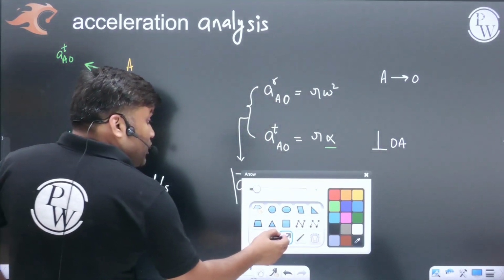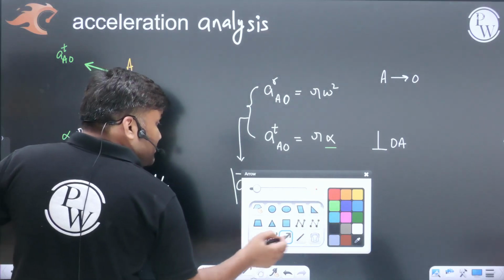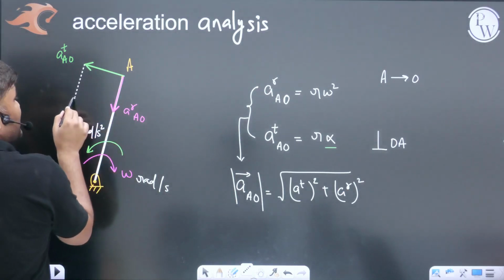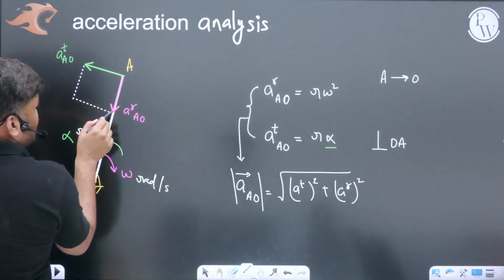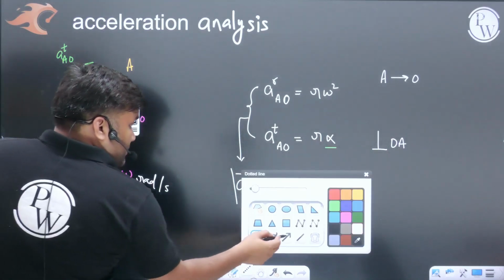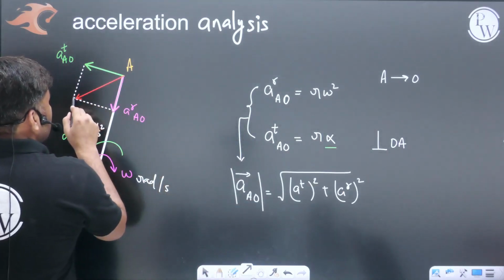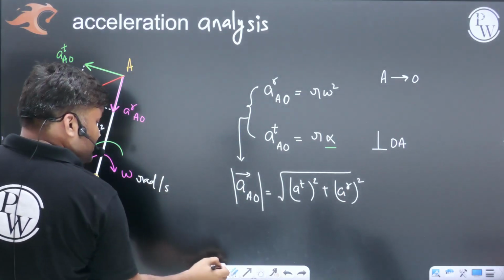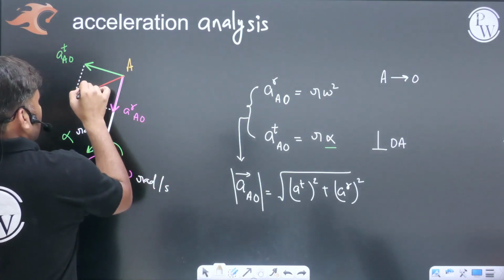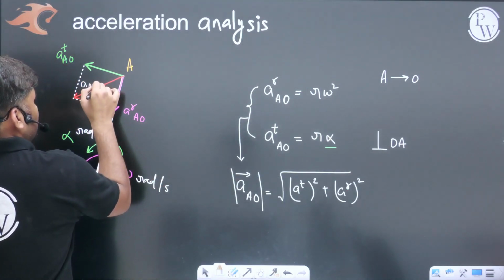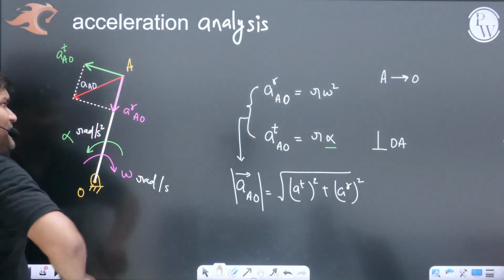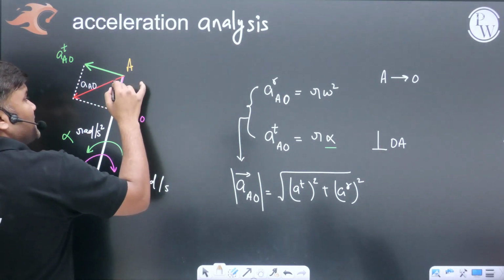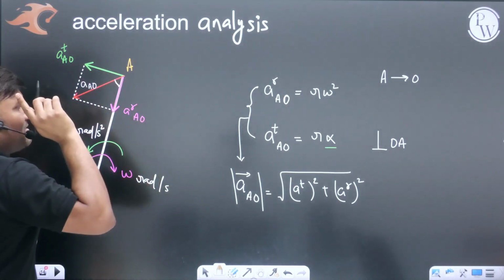Clear? And if I want to show you the resultant, where will the resultant be? Resultant is this. The vector I have shown, this red color vector, is the acceleration of A with respect to O. This is the absolute acceleration, beta. Clear, na? Okay? Whatever they are asking, the magnitude. Sometimes they will also ask, bhaiya, how much is the angle? Very easily we can tell.